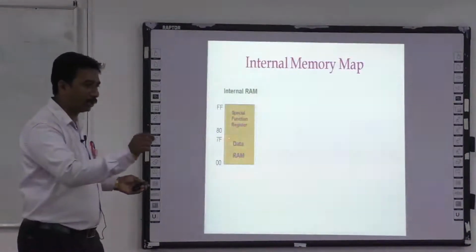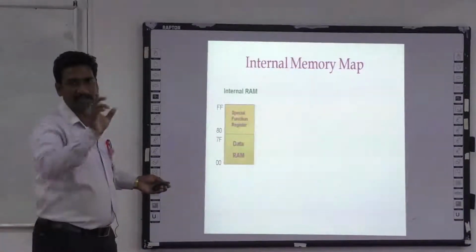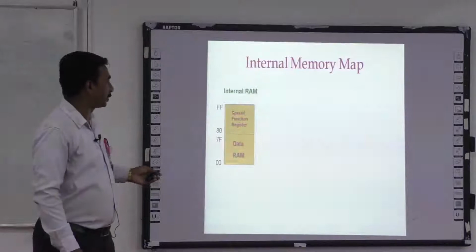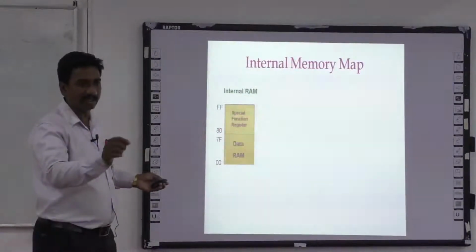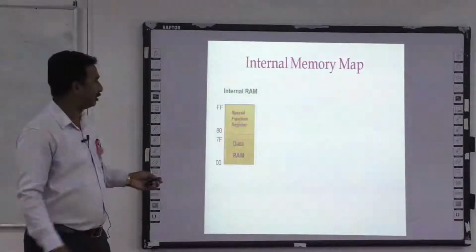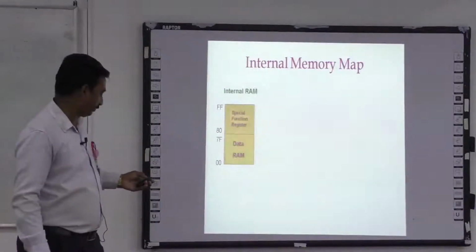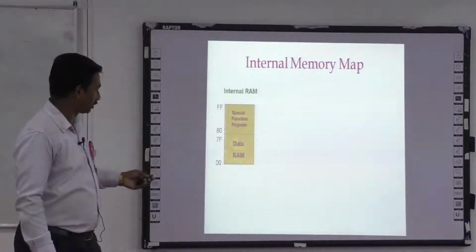Suppose we want to call a particular address called timer, or we want to access serial communication, we can use the special function registers. Each and every special function register has been given a bit address. So we can call the particular address and we can assign the output directly. So this is called special function registers.